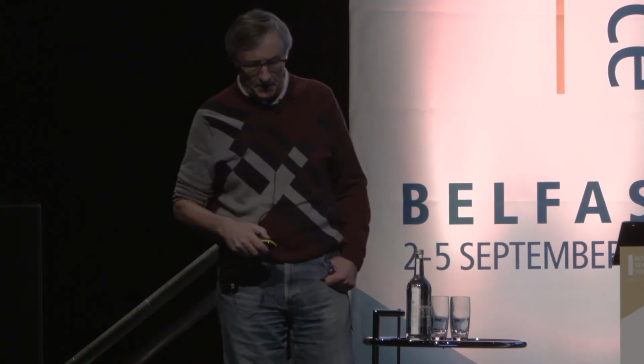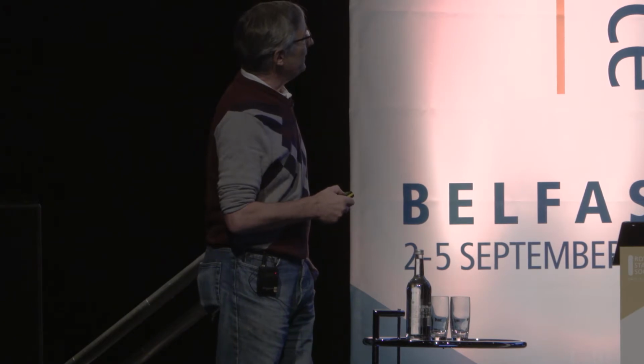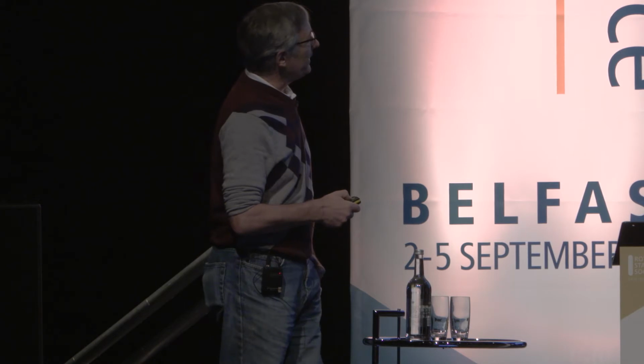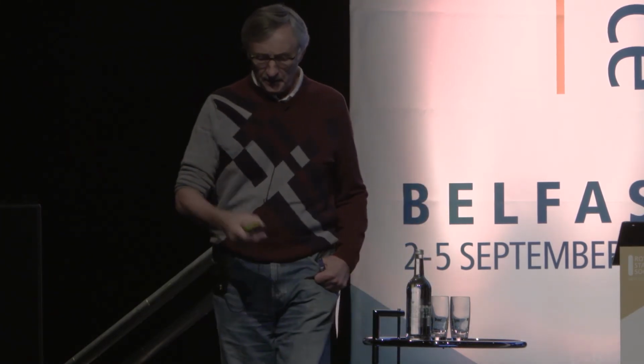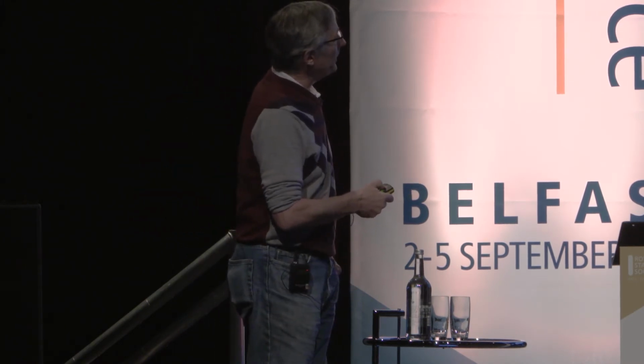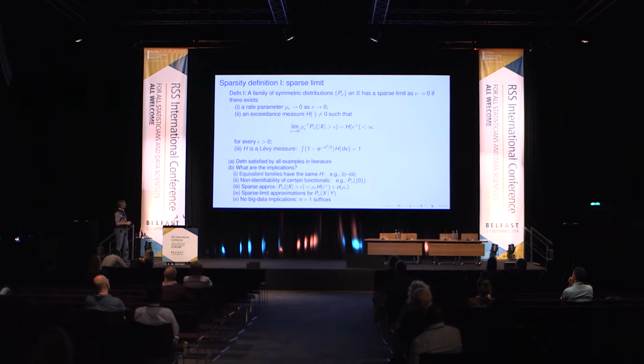if there exists a rate parameter, which will be positive, of course. And then there is an exceedance measure. I'll say a little bit more about this, but this exceedance measure is a crucial thing. Basically it says if you look at the probability of exceeding some threshold, and then normalize that according to the rate, divide by the rate, and then take the limit, that limit exists, and its value on this event is the exceedance measure evaluated on that event.